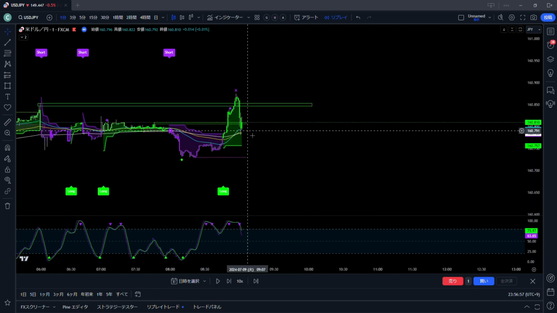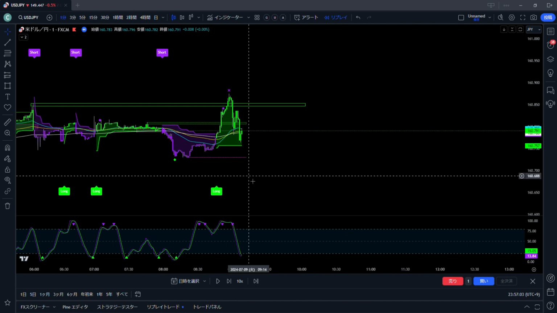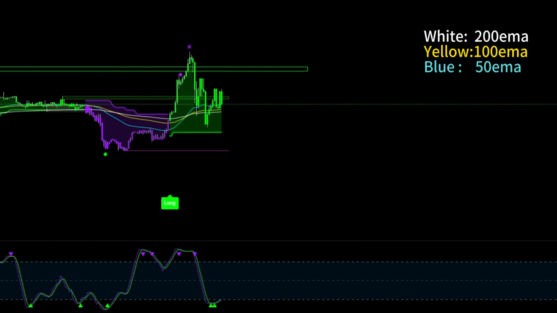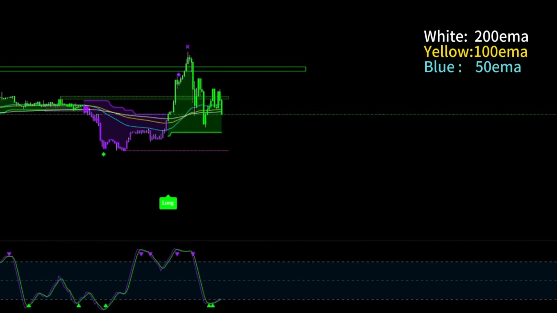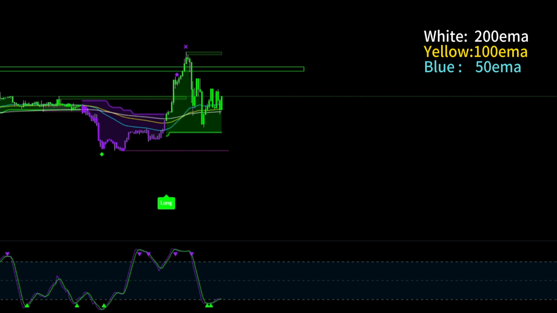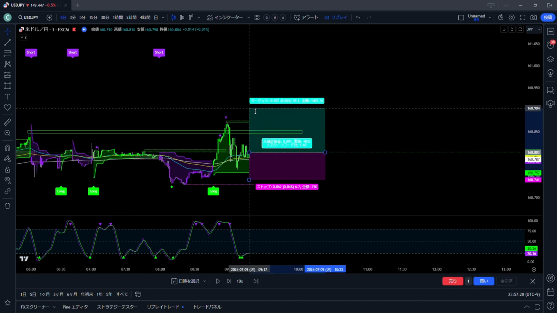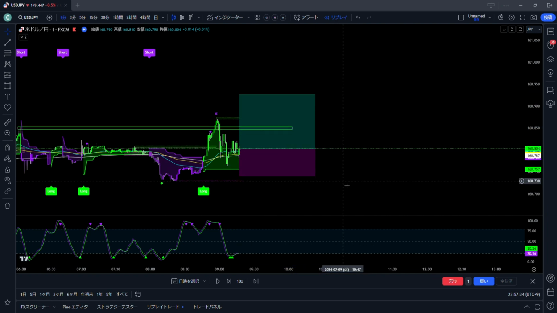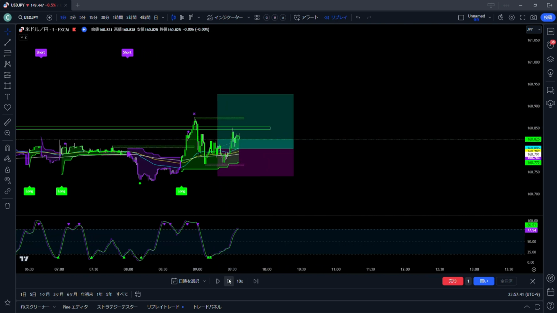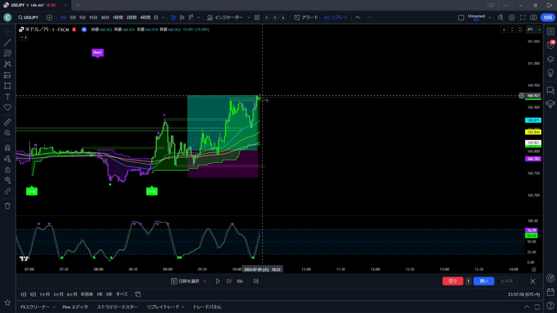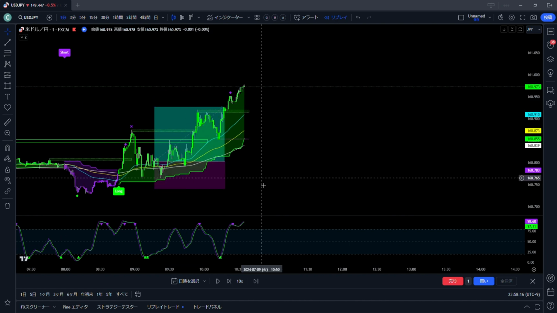First trade of the day, I've entered a long position because the EMA lines are in the optimal order: 50, 100, then 200. This arrangement suggests an upward price movement. Additionally, the trend line stop is green and the stochastic is below the 20 zone. We enter at the EMA lines, set the stop loss below the trend line stop, and aim for a 1-to-2 risk-reward ratio. This long trade played out nicely.